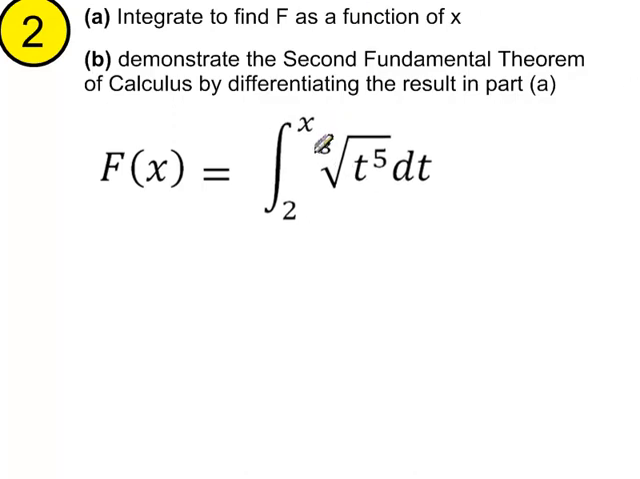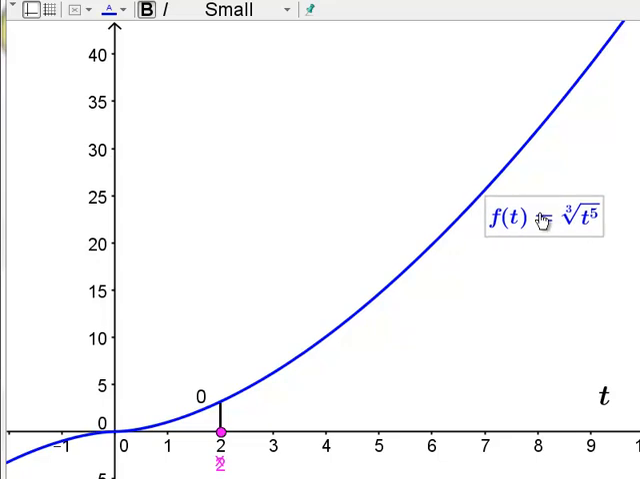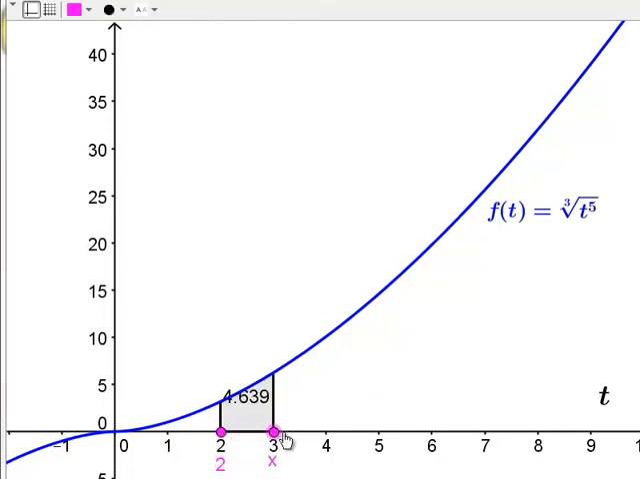So take a mental snapshot of this function of t going from 2 to x. And I'm going to bring up a GeoGebra construction here. And you see that I have the horizontal axis now labeled as the t-axis. And here is my little f of t, cube root of t to the 5th power. And if I do a definite integral from 2 to x, this is what that looks like. X is a variable, so it's allowed to slide along the t-axis. And the integral between 2 and x represents the area under the curve, right?